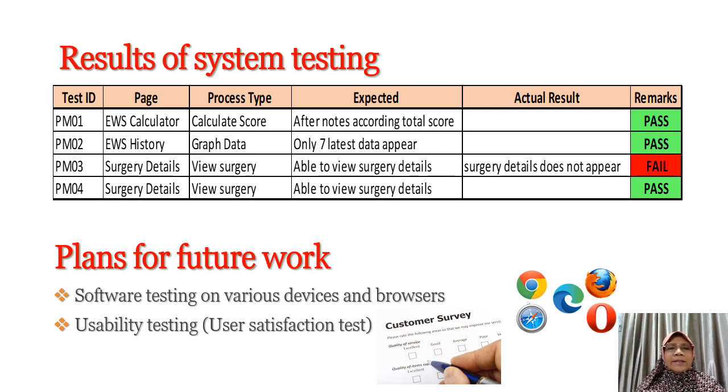The third test was surgery details. View the surgery details, and the result was able to view surgery details. However, the actual result did not appear nicely, so this part failed. And for the fourth test, surgery details view, the second attempt of testing the surgery details was able to be done, and the surgery details test was passed.